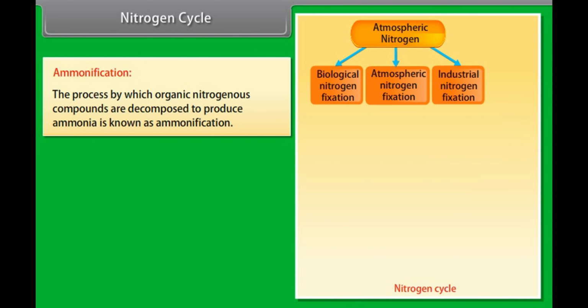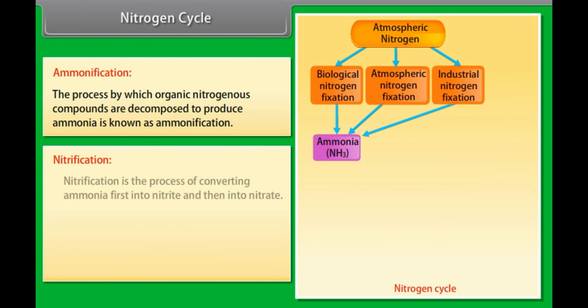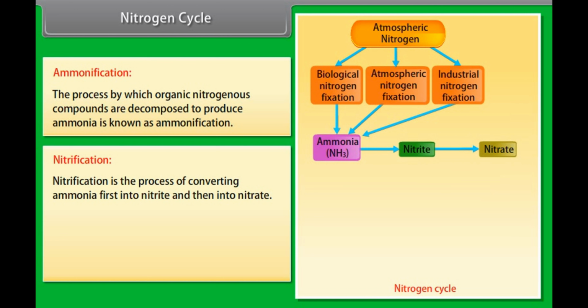Ammonification. The process by which organic nitrogenous compounds are decomposed to produce ammonia is known as ammonification. Nitrification. Nitrification is the process of converting ammonia first into nitrite and then into nitrate. 2NH3 + 3O2 gives 2NO2⁻ + 2H⁺ + 2H2O. 2NO2⁻ + O2 gives 2NO3⁻.